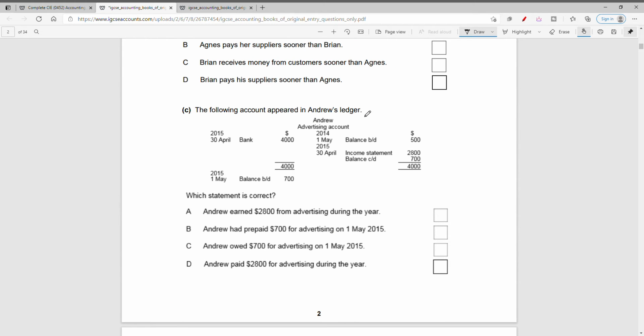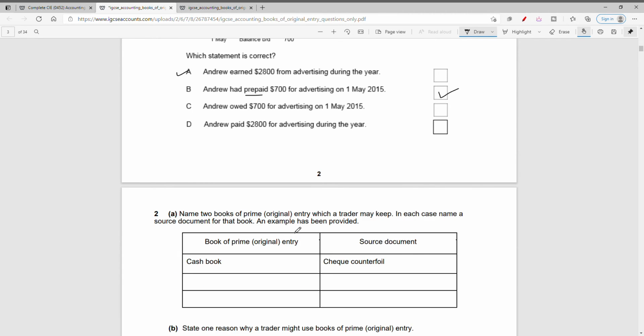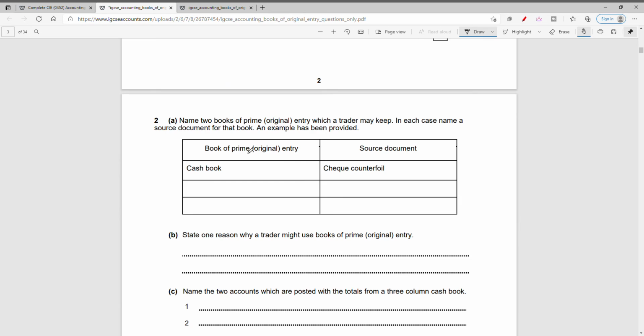The following account appeared in Andrew's ledger. The moment I see accounting, the income statement, I think it's related to the accruals concept, prepaid, and I can already see prepaid here, so I think it probably is. Which statement is correct? Andrew earned 2,800? He did not earn it, it's just in the income statement on the credit side. Andrew owed? This one I think is correct, because 700 is carried down, he's already prepaid $700. So I'm just going to tick this one, because he does not owe $700. It's right here in the balance part down on the debit side, so he can't owe, and no one is paying him. So we're just quickly moving on from the multiple choice.